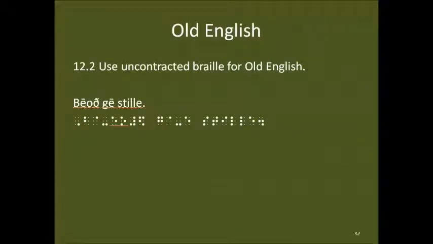For Old English, because it is so foreign looking, we use uncontracted Braille. As you see, that Old English looks nothing like modern English. Just braille the accents and modifiers as you see them. Use Braille grouping indicators if you need them, and don't use contractions. Notice ST there is not contracted.